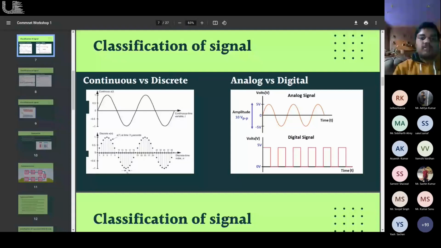So it has values at only some instants of time, not for all instants of time. That is discrete time. And digital means it has values throughout the time, but these values can only fluctuate between 0 and 5, and 5 and 0. It can only be 0 and 5, okay. Understood?